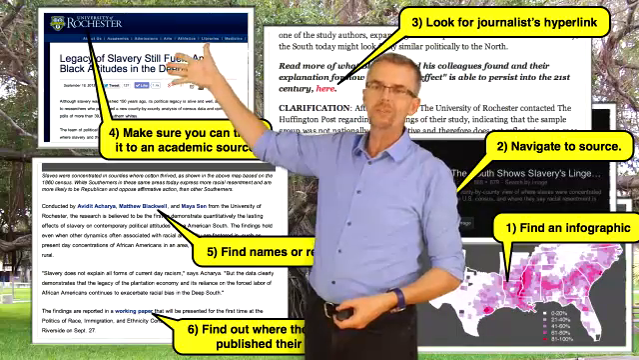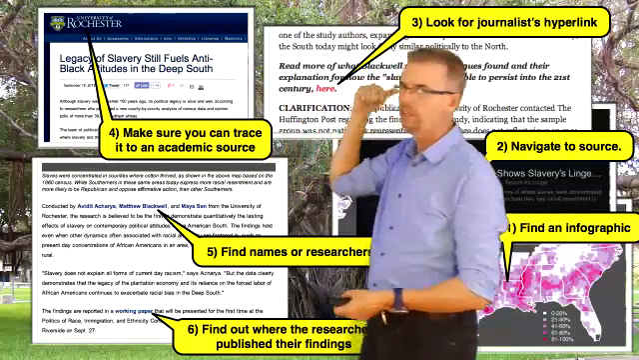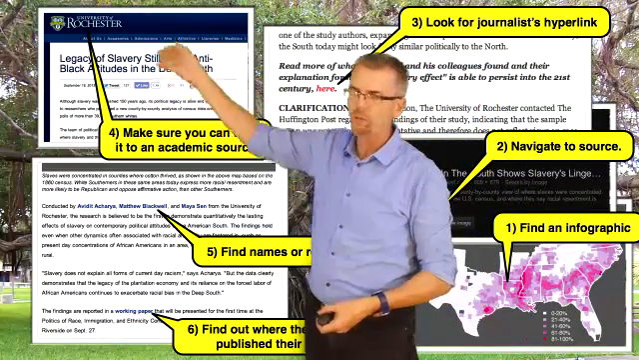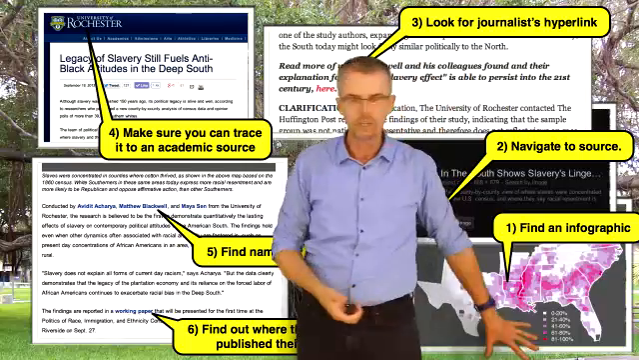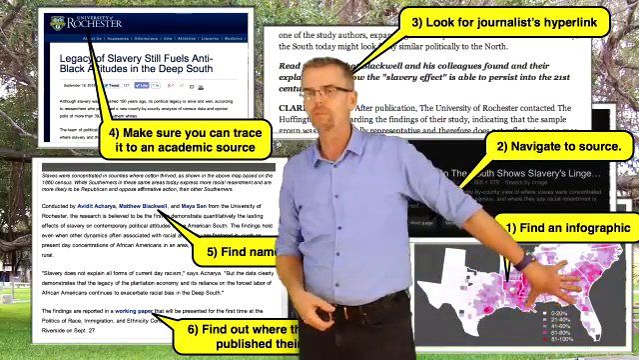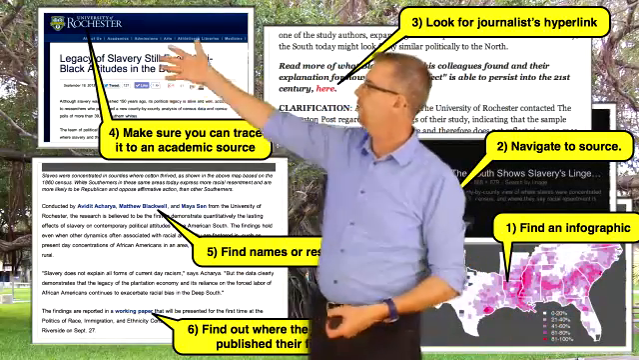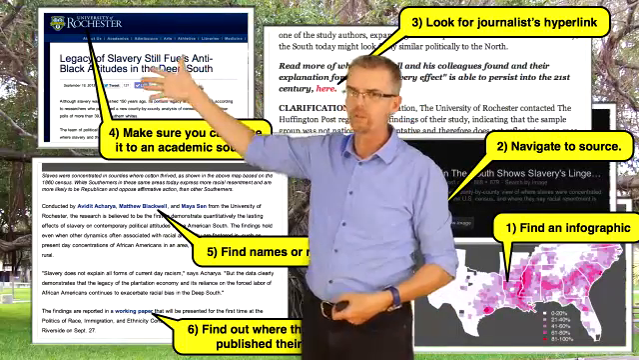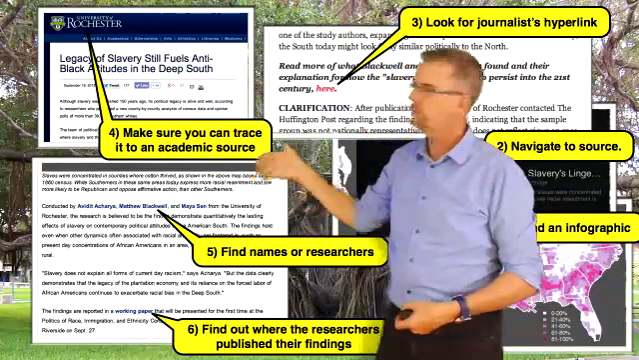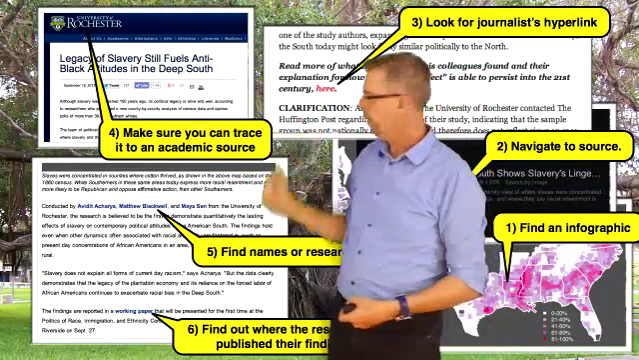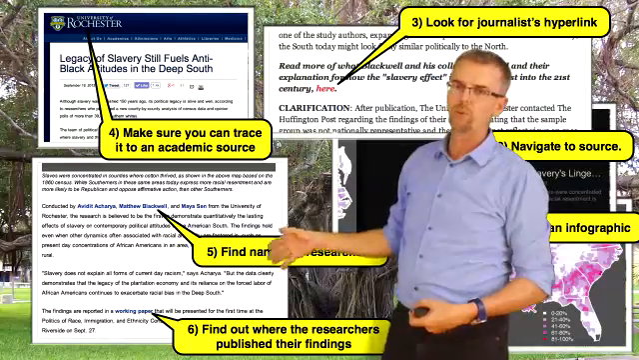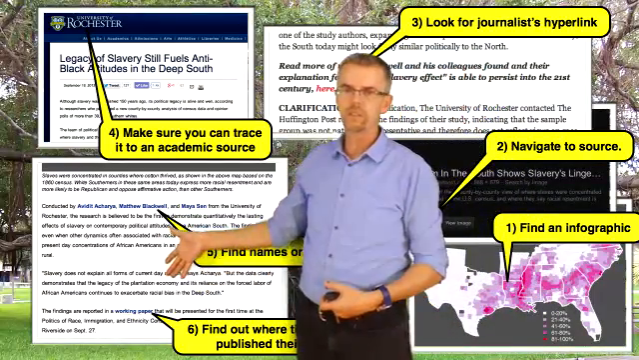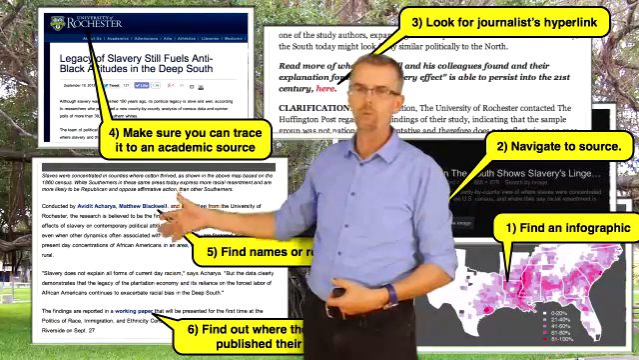Make sure you can trace it to an academic source. If you clicked on this link and you didn't end up going to an academic source, you've got to keep drilling down and drilling down, because you can't use this infographic if it is not academically peer-reviewed. So here we ended up going to the University of Rochester, which is really important. So if you find it through to there, read the article, what is written about it there, find the names of the researchers, which is point number 5, and finally point number 6, find out where the researchers published their findings. And in this case it says the findings are reported in a working paper.